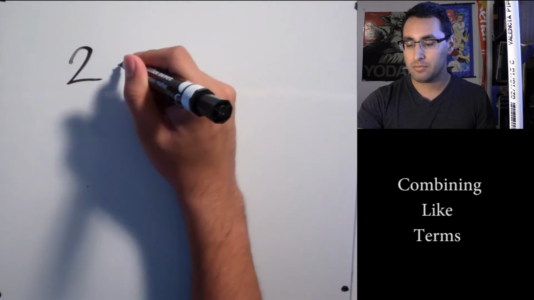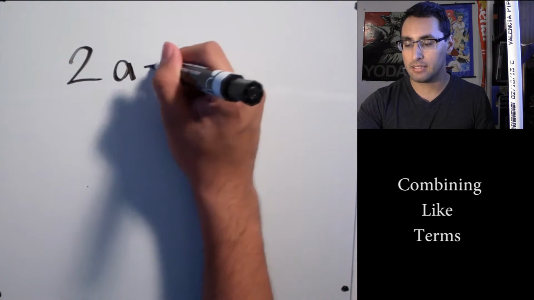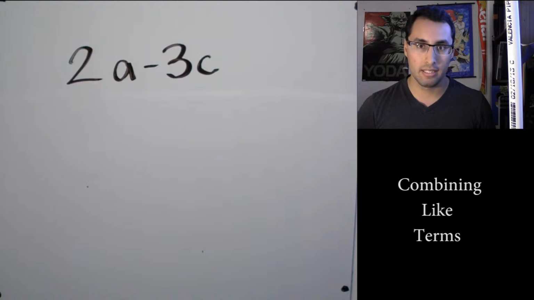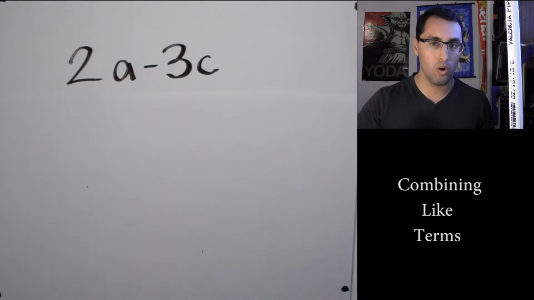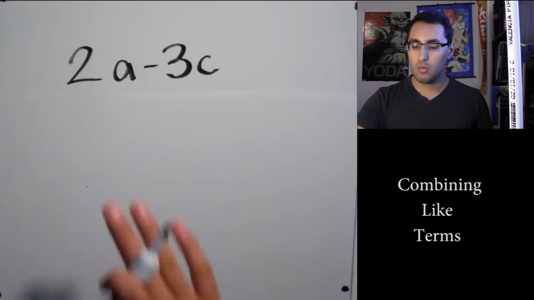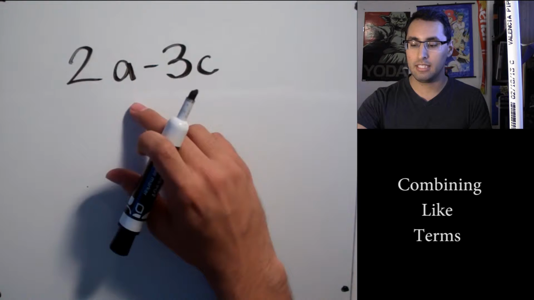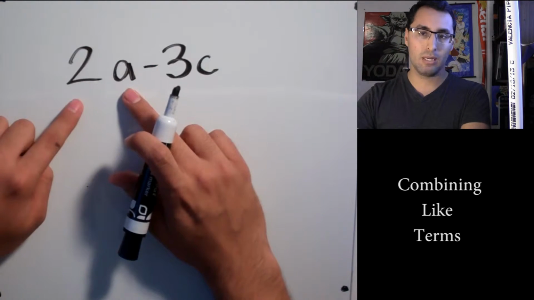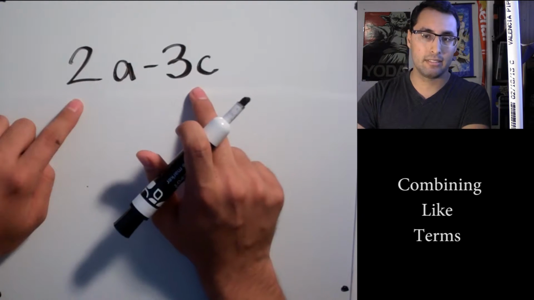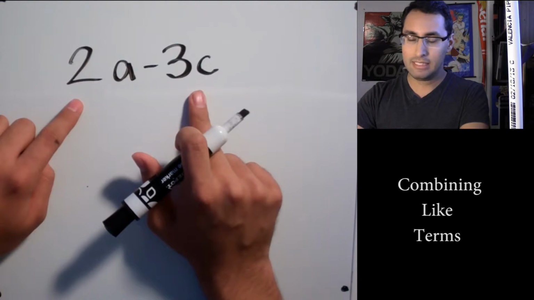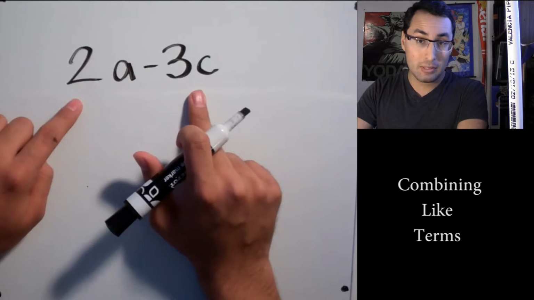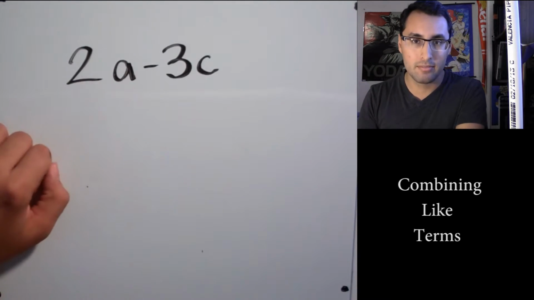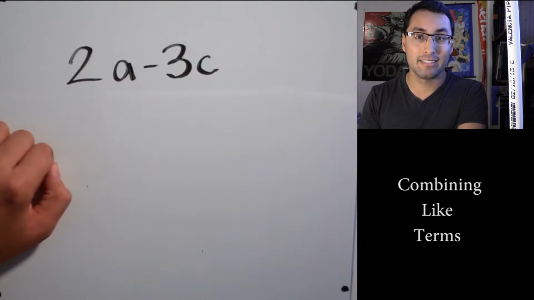What if I were to give you 2a minus 3c? Combine that. If I were just to say go, what would be the answer? Well, this is saying if I have 2 of these a's, following the banana rule, I'll say I have 2 apples. And I'm going to subtract 3c, let's say that's 3 carrots. So what this problem says is I'm going to take 2 apples and take away 3 carrots from that. That does not make sense.